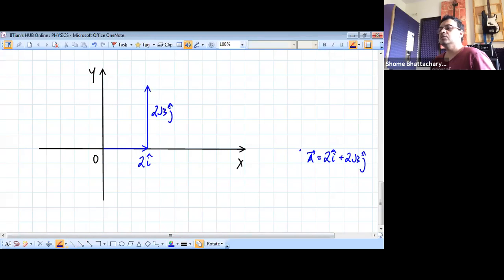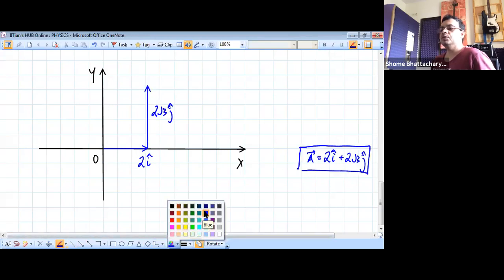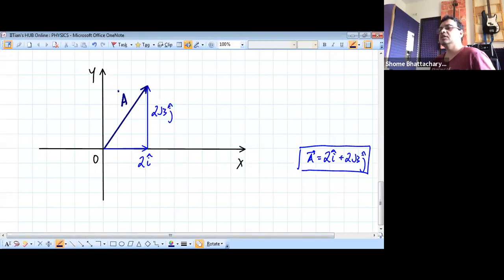So the E vector, which is the sum of this and this, would become which vector now? The E vector would become this one, the sum of these two. This vector in our diagram will represent E.